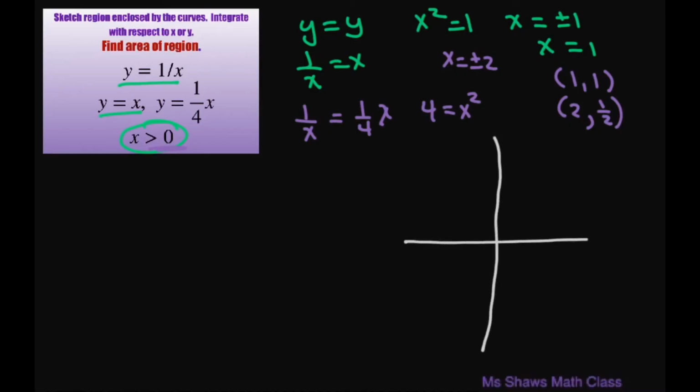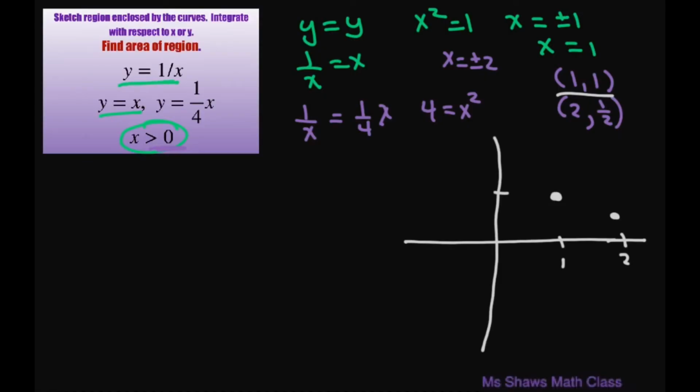So we have one intersection point at 1, 1. Let's make this 1 and 1. So right here, and we also have one at 2 and 1/2. So we'll have 2, 1/2 is about there. So let's just put that there. Now let's graph some of these.